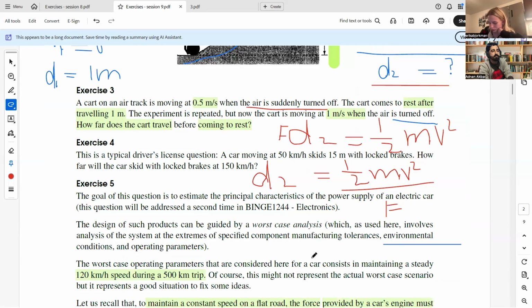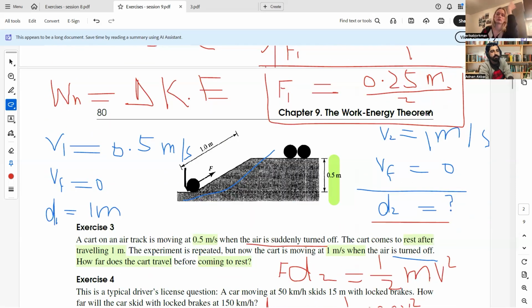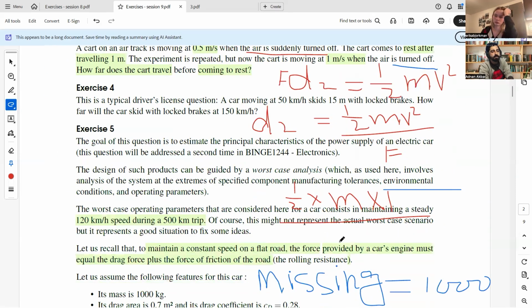Put the corresponding values: 1 by 2 multiplied by some value was given to us for the force. On the other side, 1 by 2 multiplied by m multiplied by v square. As here it was v1 divided by force, that is equal to, from our relation, 0.25 m over 2.